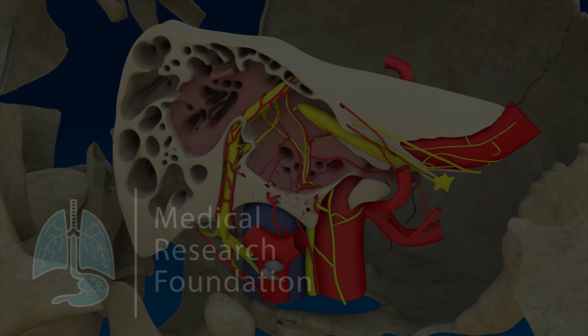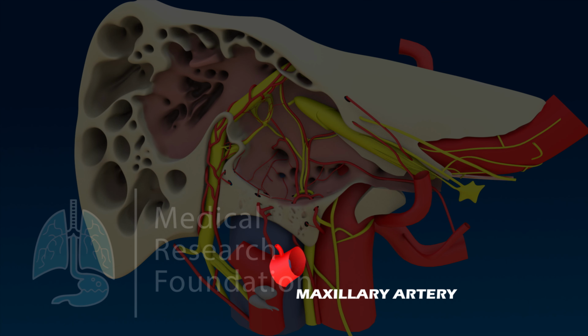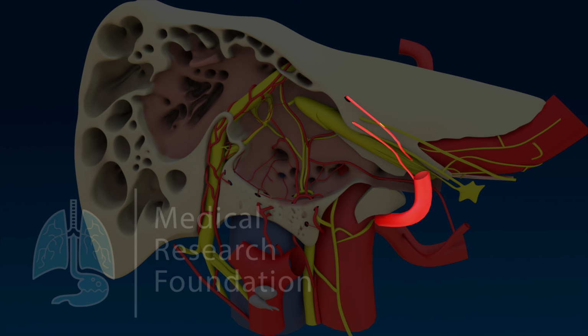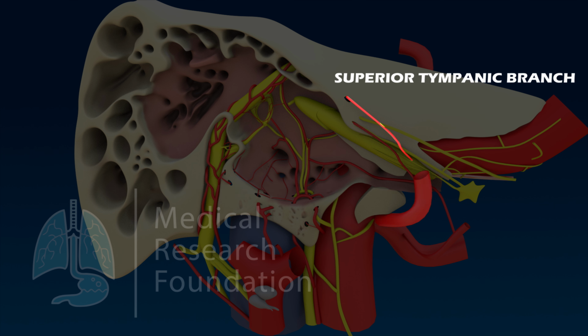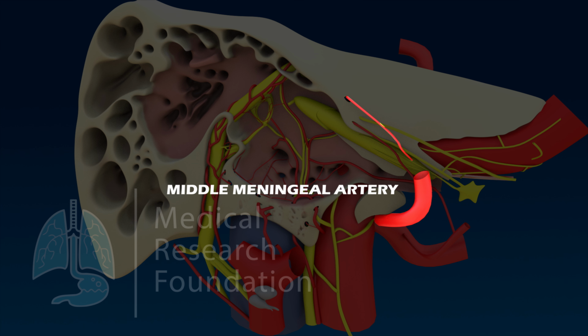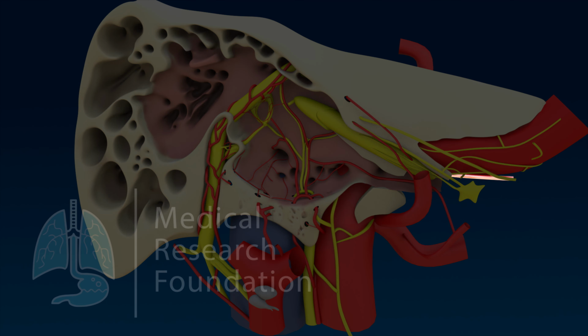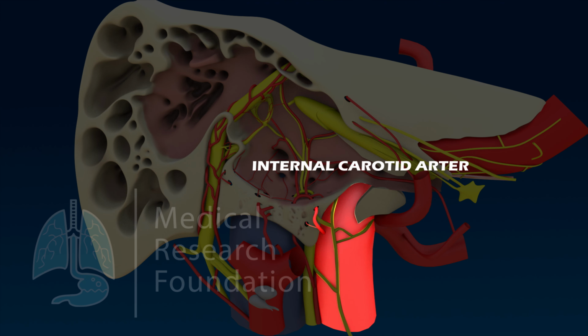Arterial supply. Anterior tympanic branch of the maxillary artery. Stylomastoid branch of the posterior auricular artery. Petrosal branch of the middle meningeal artery. Superior tympanic branch of the middle meningeal artery, running along the canal for tensor tympani. A branch from the artery of the pterygoid canal. Tympanic branch of the internal carotid artery.